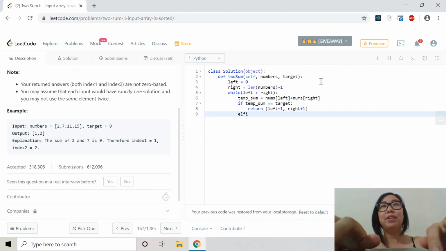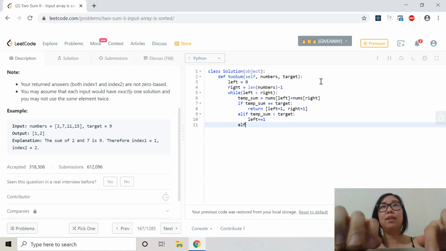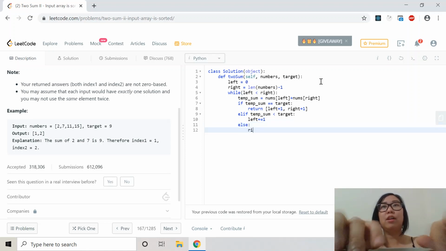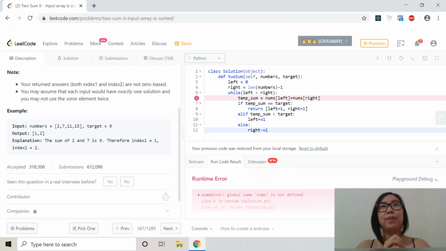And otherwise, we'll have to see if temp sum is less than the target. If it's less than the target, I will have to move the left-hand side pointer to the right, and then if the temp sum is greater than the target, then I'll have to move the right-hand side to the left. So let me try and run that code and see if it works. I have to name it numbers.